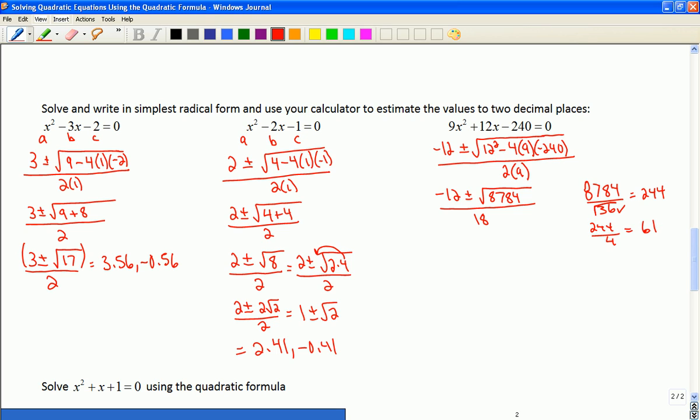So I can see these factors, 36 and 4, are perfect squares. So 36 times 4, that's going to be 144. And what's left over is the 61 here. So I'm going to have negative 12 plus or minus root 144 times 61, all over 18. So 144, when I take that out, is going to be worth 12.